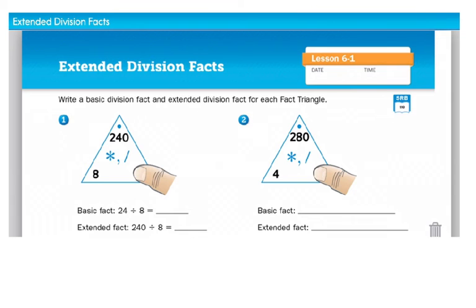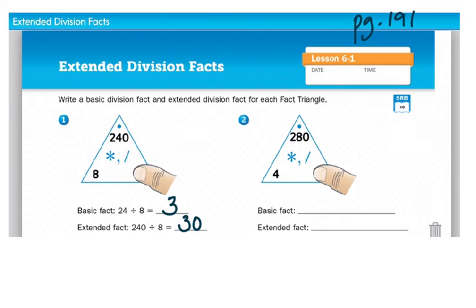We're going to go ahead and move into our math journal. We're in math journal 2, as we all know by now, and we're going to move to page 191. Please open in your math journal to page 191. Extended division facts. Write a basic division fact and extended division fact for each fact triangle. So here we have the basic fact is 24 divided by 8, and that is 3. They're going to extend it and say 240 divided by 8. The basic fact is still 3. We're extending it to 240 divided by 8.